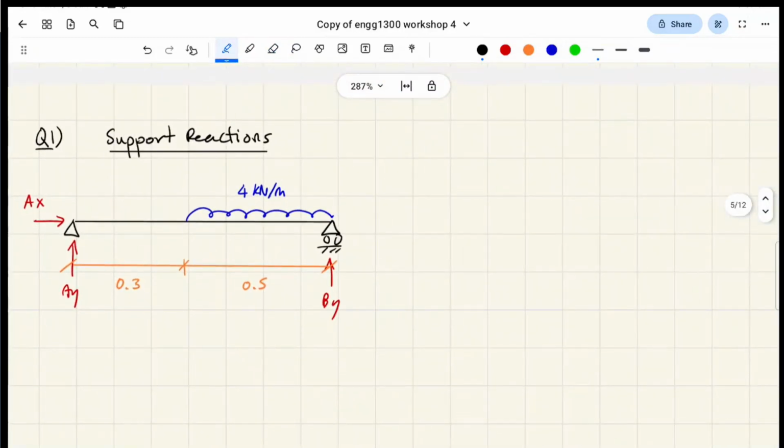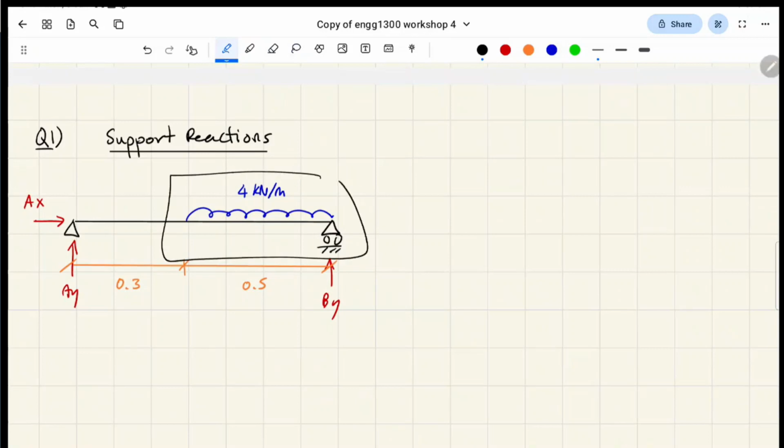Okay, here we go. So here's the first question, and all it's asking for is a support reaction. So it's not too bad. We don't need to draw a bending moment diagram. We don't need to draw a shear force diagram yet. What we need to do is figure out how to calculate this distributed load. So I'm pulling up my notes real quick. So I'm going to do the calcs.